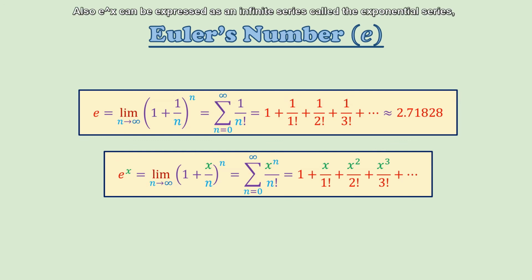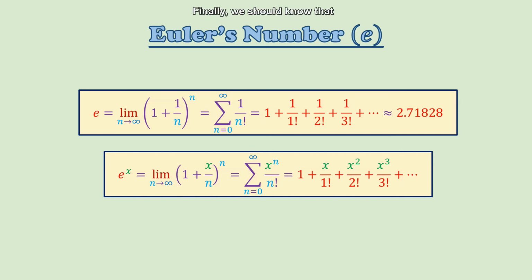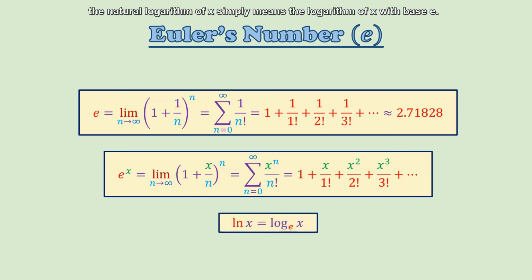Also, e^x can be expressed as an infinite series called the exponential series, and it is equal to 1 + x/1! + x^2/2! + x^3/3!, and so on and so forth. Finally, we should know that the natural logarithm of x simply means the logarithm of x with base e.